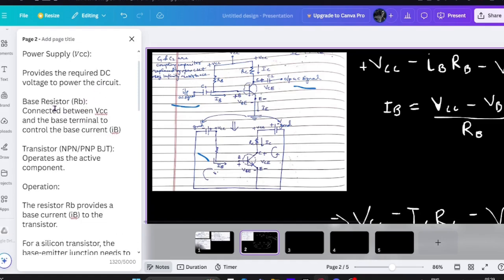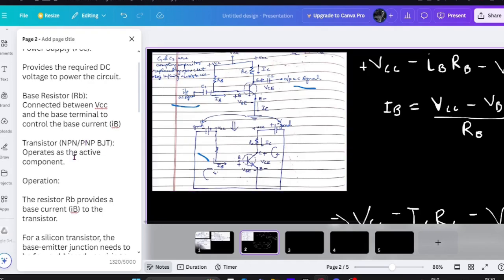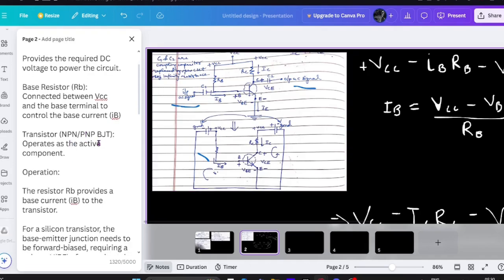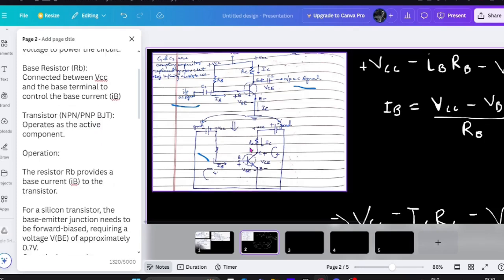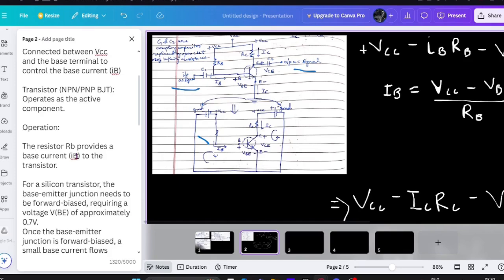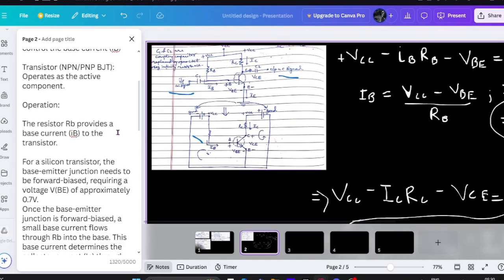Now base resistor RB is connected between VCC and the base terminal to control the base current IB. Now the IB flows from here, and this is particularly RB, which has been denoted here. Now a transistor, it could be NPN type or PNP type, NPN or PNP BJT, which operates as the active component, obviously, that we all know. Now for the purpose of its operation, how does it operate?